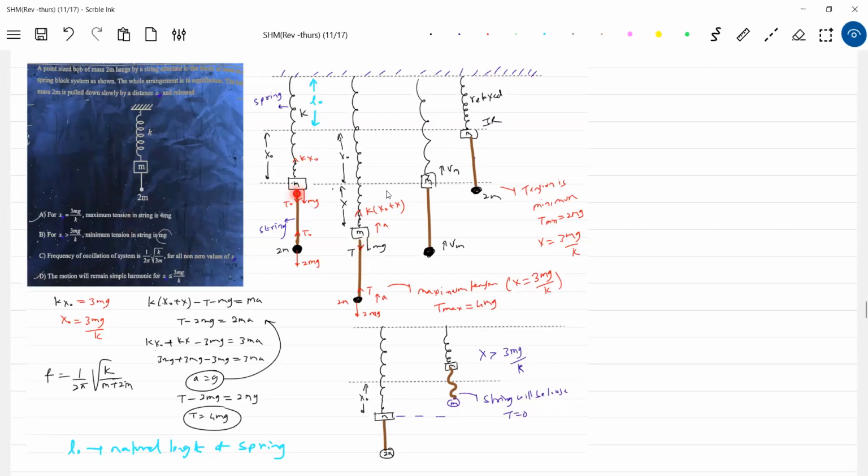Let me pull the block 2m by x. So I have this string. How much 2m moves, that much m will move. So this is x here. Even this has also moved by x. Then I'll release it. Earlier, spring force was balancing the weight. Now spring force is greater than weight, so the system will accelerate. So kx naught plus x minus mg, and the string will be taut.